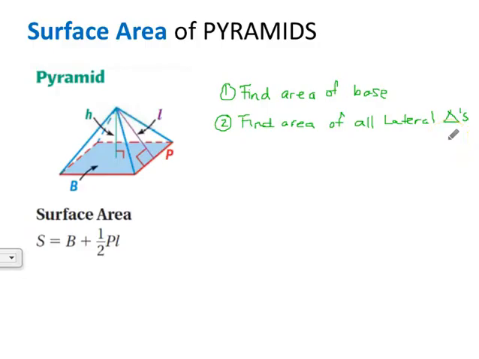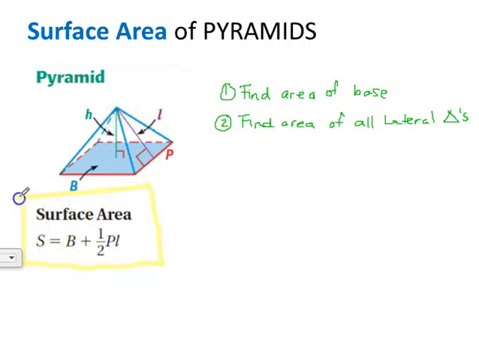So there's two different ways you can do it. You can just go and find the area of the base and then look at each separate lateral face and find the area of each of those triangles and then add them all together. Or you can use this formula. Here's a formula that will help you find the surface area of pyramids.